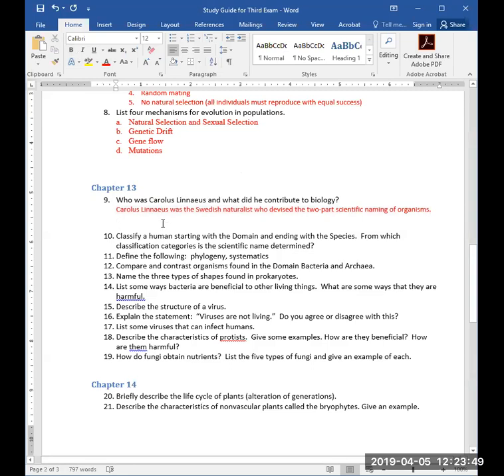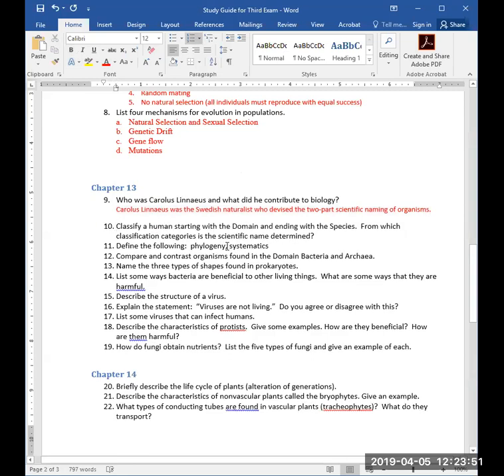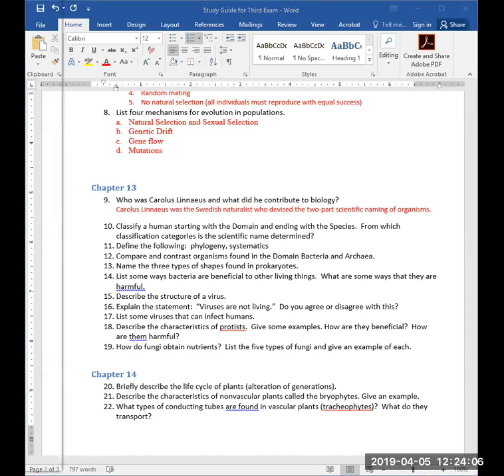And how do you organize all these living things so that we can talk about them and study them? And so number 10 is classify human, starting with domain and ending with species. I think we did this, or maybe not. But in the notes, we do that, and you may want to use a mnemonic.